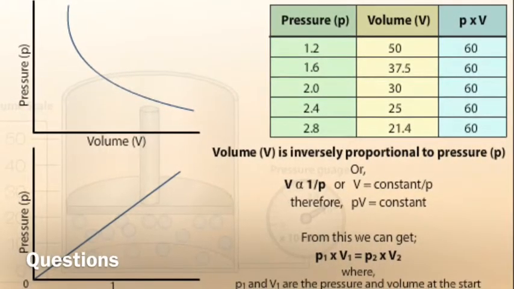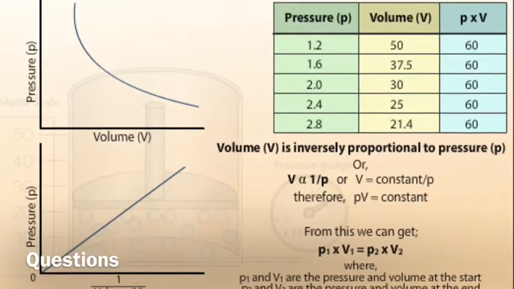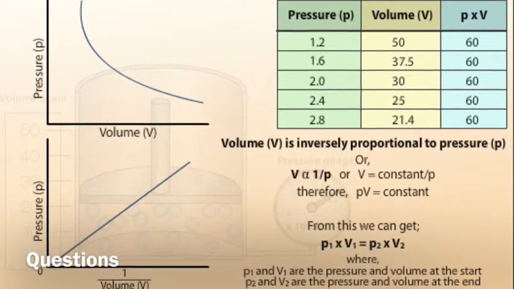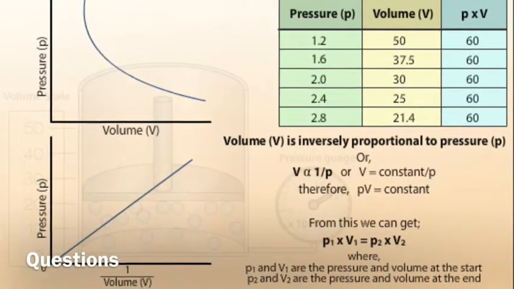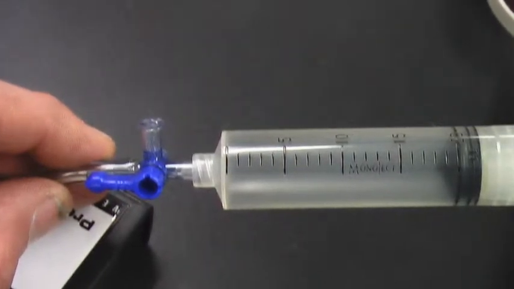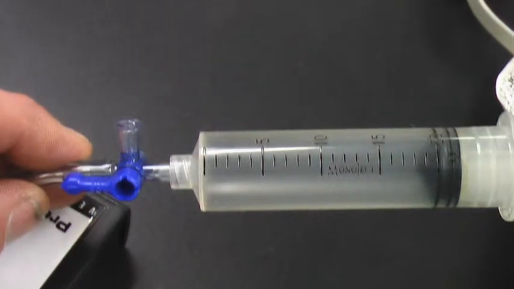Question 1. The relationship between pressure and volume is that when volume goes up, pressure goes down, and when volume goes down, pressure goes up. We observed this in our lab when we connected the pressure monitor to the syringe, and as we decreased the volume, the pressure went up, and the inverse was true as well.